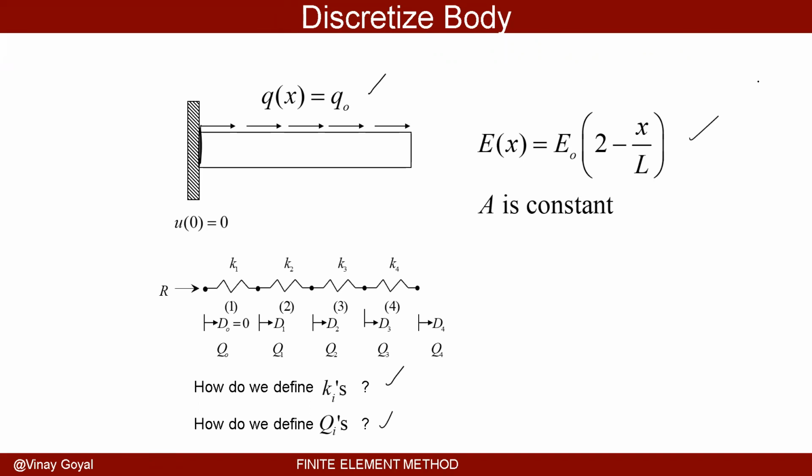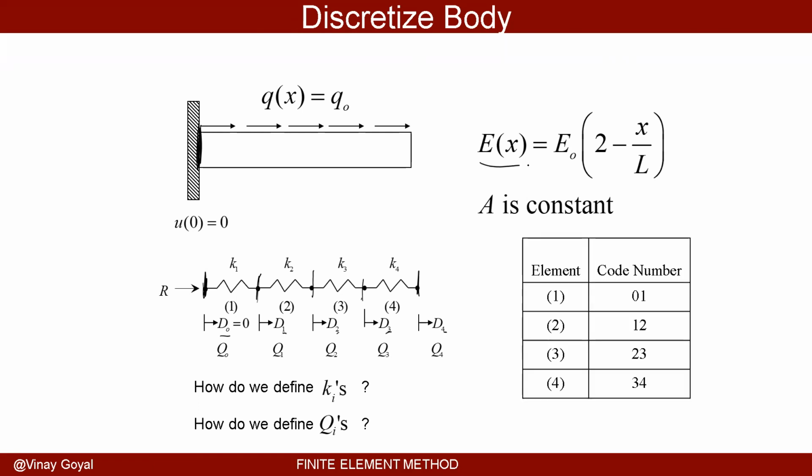I could use a 4-element discretization if I wanted to. I have a node 0 here, on purpose, because it's fixed, so that degree of freedom is 0. And then I have degrees of freedom 1 globally, 2, 3, and 4, and you can see it numbered there at the bottom. Globally speaking, I also have loads Q1, Q2, Q3, Q4. But how do I define that load? How do I define that spring? Because in this case, the load is distributed and also E varies. How do I go about that?